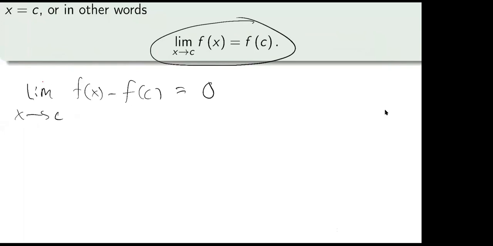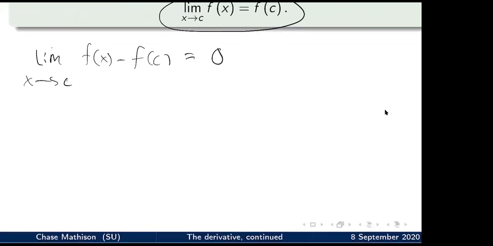If I can show that, then I can show the thing above simply by adding f of c, because f of c is a constant. It really doesn't depend on x at all, so I can move it in and out of the limit at will. Okay, so if I can show this. All right, well, how is this related to that alternate form of the derivative?